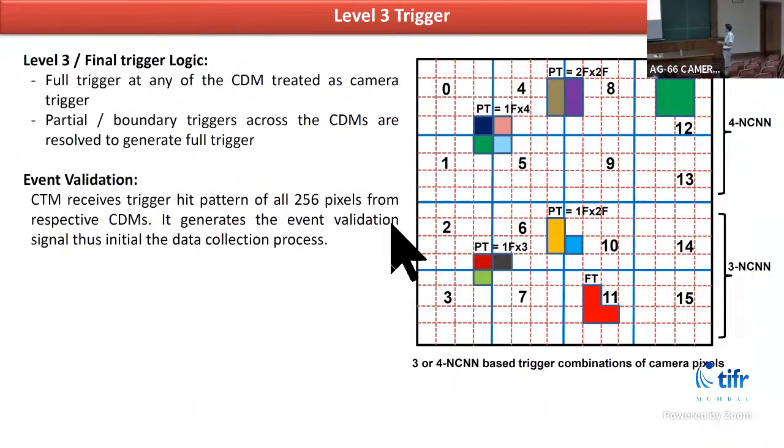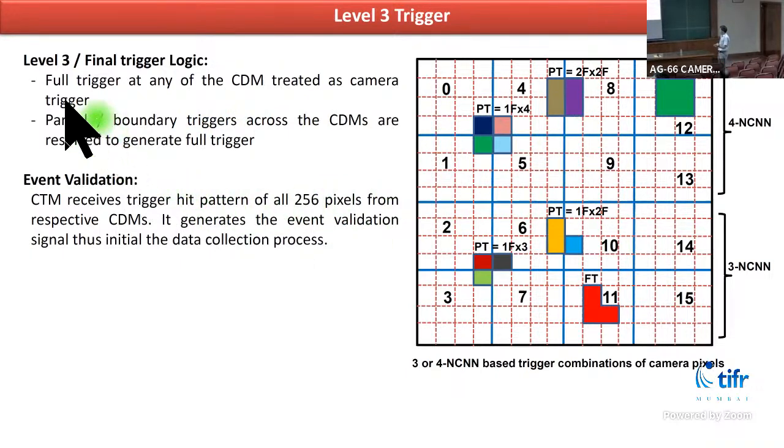So this is the level 3 trigger scheme. Any full trigger which was generated at level 2 can itself act as a final trigger, whereas the partial triggers, meaning boundary triggers, like 2 duplets from one PCM and 2 duplets from the nearby PCM, can also form a full trigger. Similarly, in the case of 1 pixel from each of the 4 PCMs, this can also form a full trigger signal. All these boundary triggers are resolved to generate the final trigger.